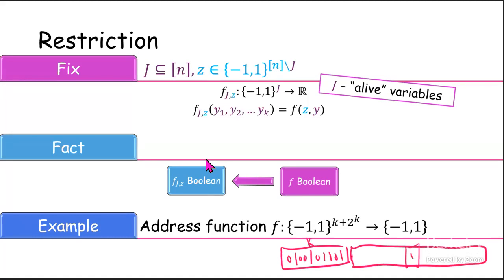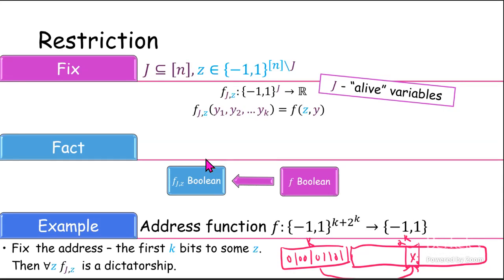It looks like this. We have k variables and 2 to the k, and the first k choose one dictatorship as the binary value. This is the index of the dictator. So if we choose J to be the set of 2 to the k variables, and we fix some address, it's very easy now to understand the restricted function f_{J,z}. It's exactly a dictatorship. For every z, it will be the same.